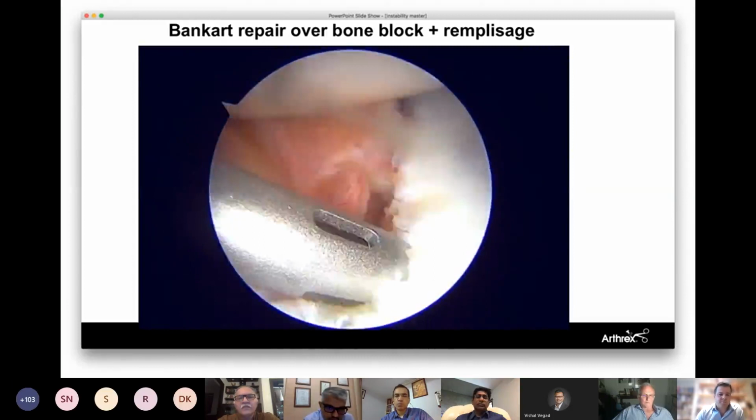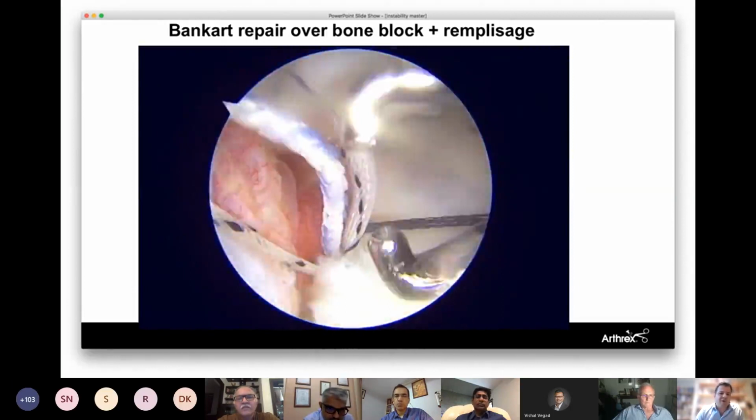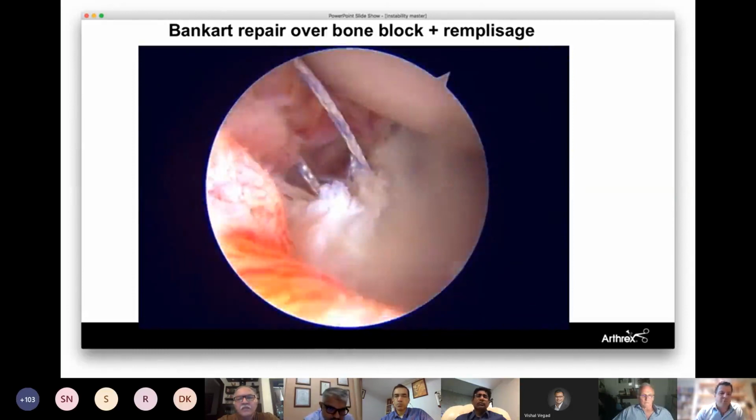Because that one was pretty, and the nice thing with 1.8 is you don't have to be afraid to hit the tapes because it doesn't matter. You will not rupture the tape if you drill 1.8 through the FiberTape. It will just make a hole in it. So it's not a danger.